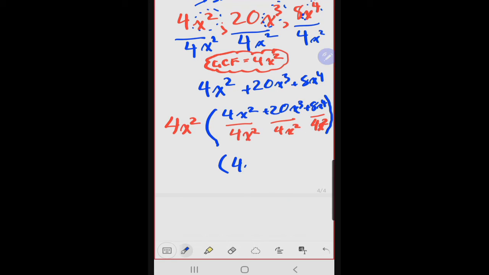So you have 4x squared divided by 4x squared. So 4 divided by 4 is 1. And then x squared divided by x squared, those things just cancel out, don't they? So there's nothing. So then we have plus 20 divided by 4, which is 5. And then you think about it, if I have 3 x's on the top and I divide out 2 of them, I should have exactly 1 x left.